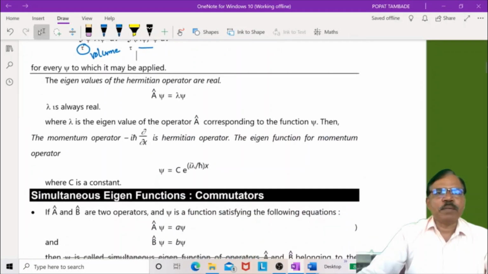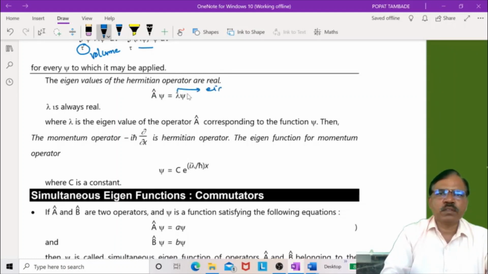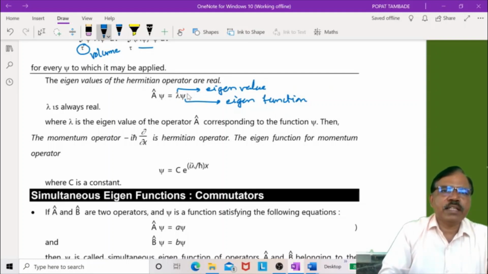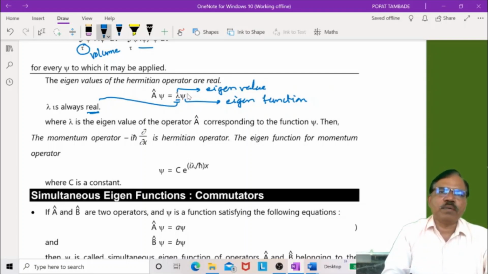And we know the operator equation A psi is equal to lambda psi, where lambda is called the eigenvalue and psi is called the eigenfunction. Now if A is Hermitian, then this eigenvalue lambda will be real. The eigenvalue of a Hermitian operator is always real.